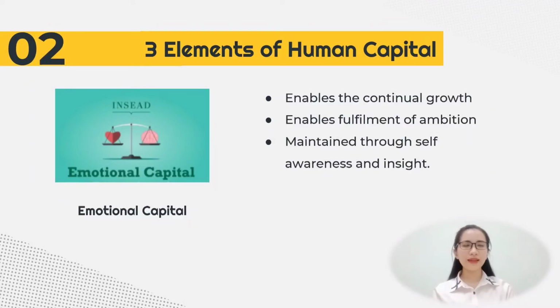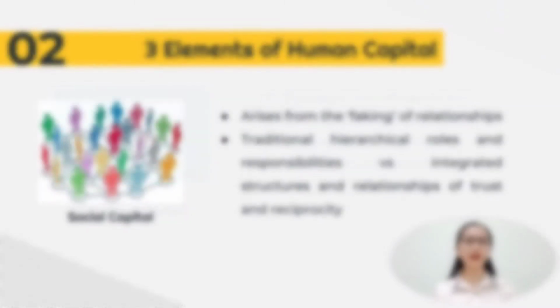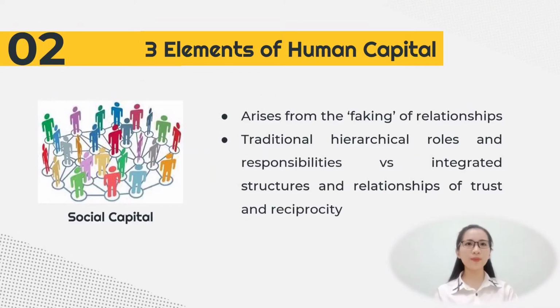The second element of human capital is emotional capital, which enables continuous growth and fulfillment of ambitions, maintained through self-awareness and insight. The last element of human capital is social capital. It arises from the factors of relationship, traditional hierarchical roles and responsibility versus integrated structures and relationships of trust and reciprocity.